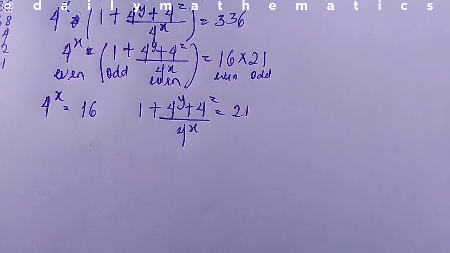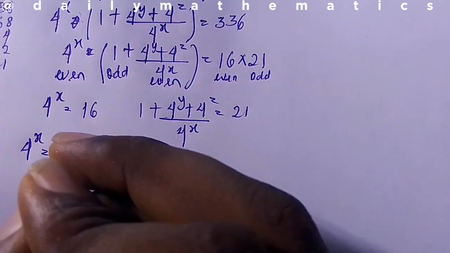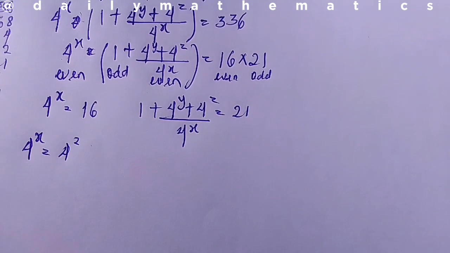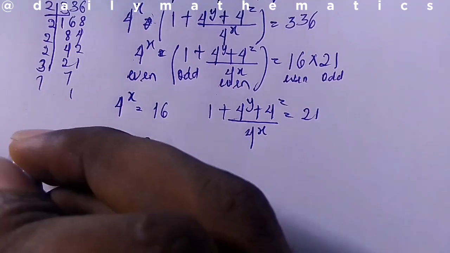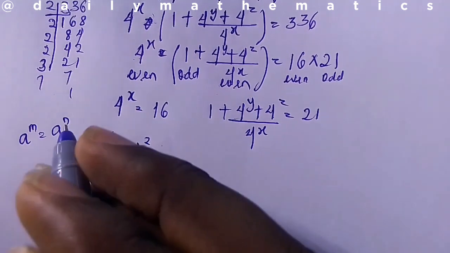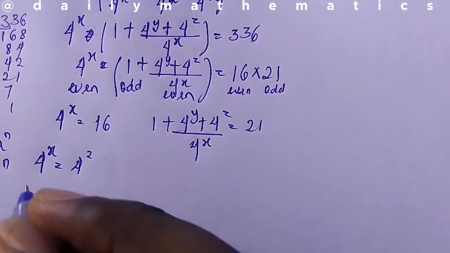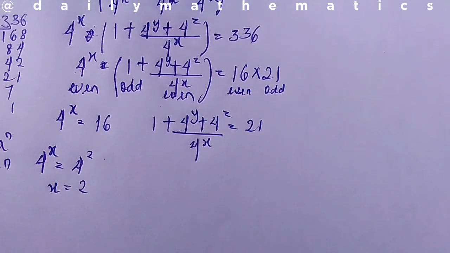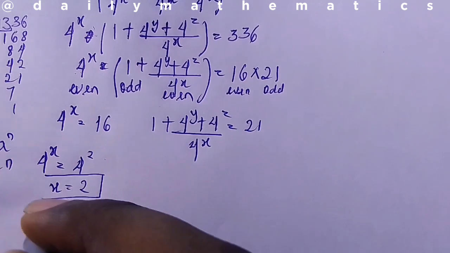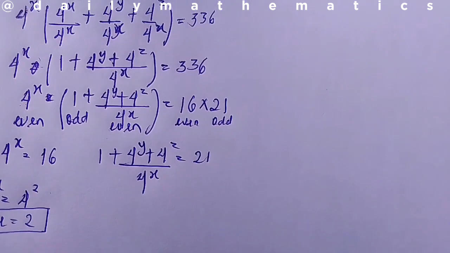So from here, what's the next thing for us to do? We can see 4 raised to the power of x equals 16, which is 4 raised to the power of 2. Remember that when we have a raised to the power of m equals a raised to the power of n, when the bases are the same, the powers equate, m equals n, right? So from here, x equals 2. So we found the value of x already. x equals 2.